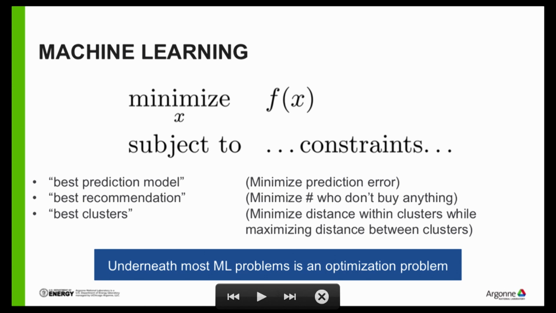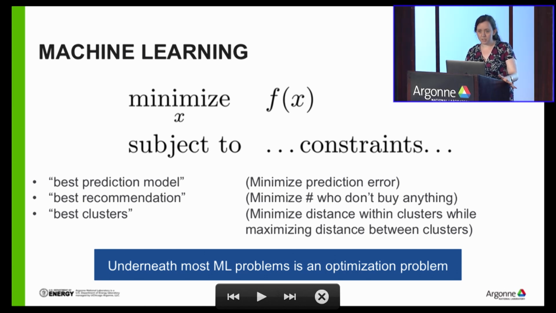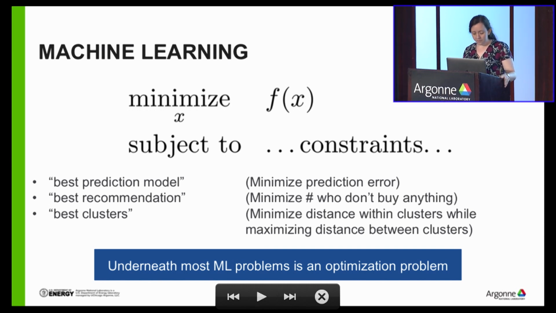But underneath most machine learning problems, you have an optimization problem. So the best prediction model could be a machine learning problem. Or if you're trying to find the best recommendation, you could think of that as something like minimize the number of people who don't buy something when they visit your website. Or if you're thinking about a clustering problem, the best clusters you could formulate as minimize the distance within the clusters while maximizing the distance between clusters.